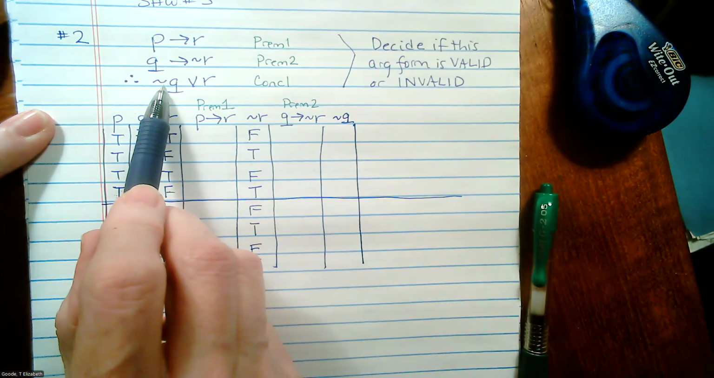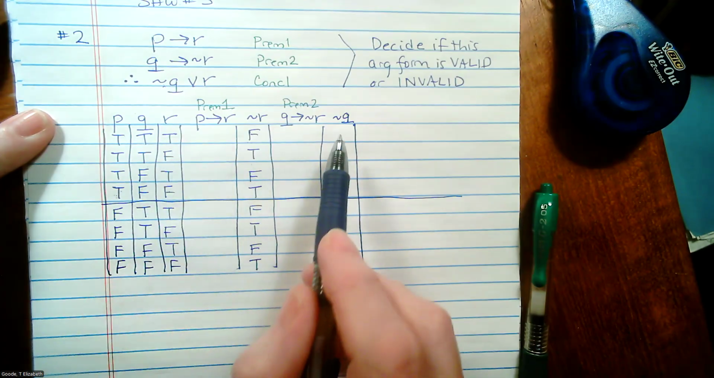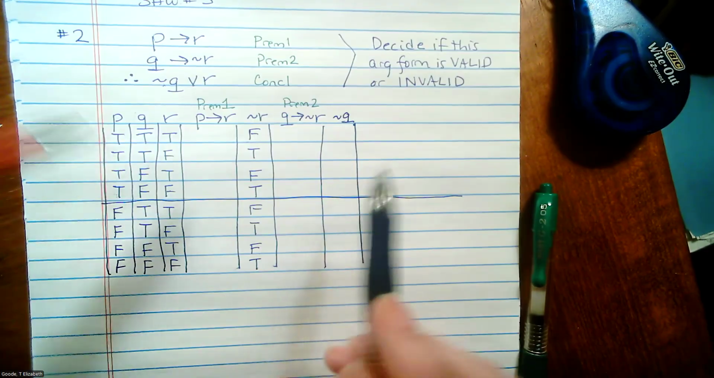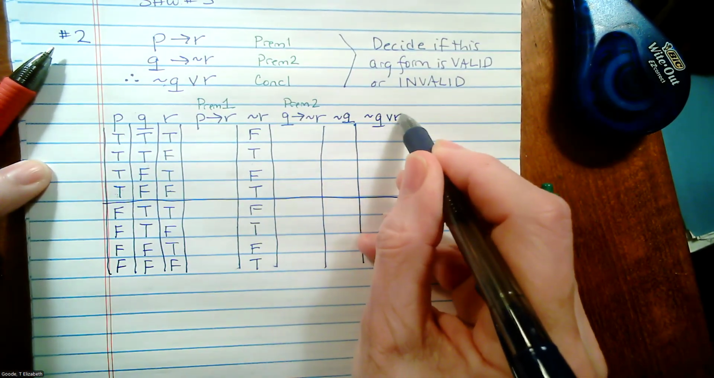Then we'll have the column for not Q. We already have the column for R. We'll be able to OR those together and easily find the truth value of the conclusion, not Q or R. Does that make sense?